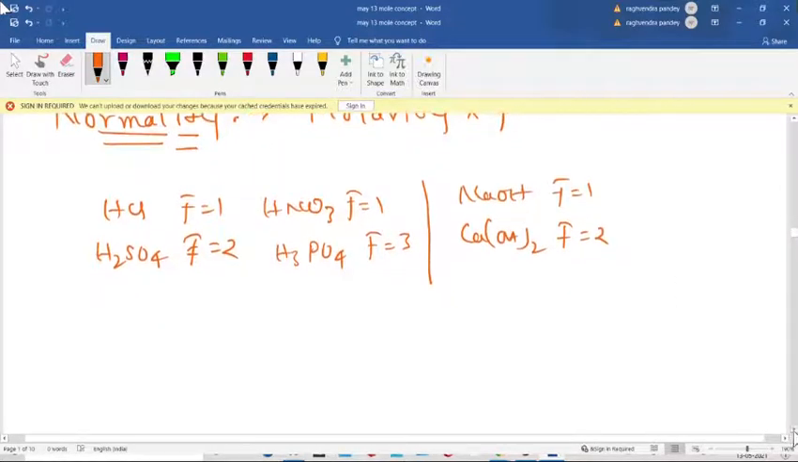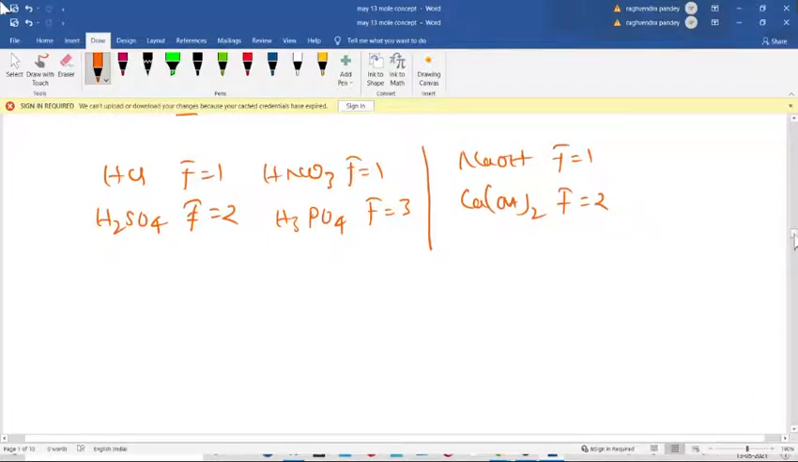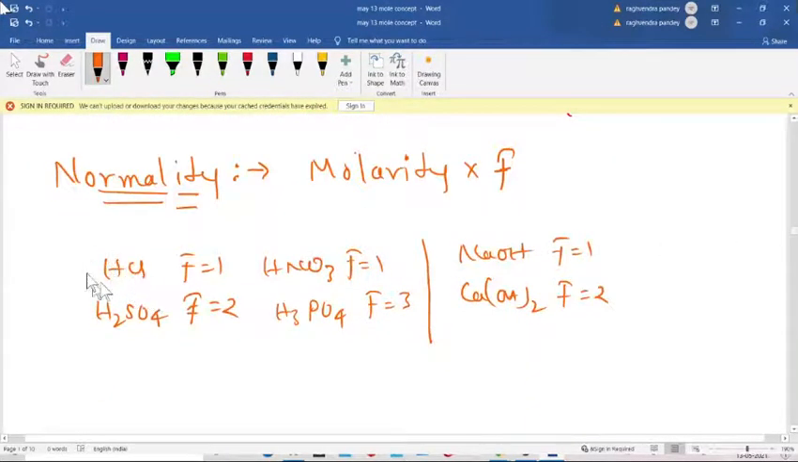Now what is the actual meaning of what we learned previously? HCl donates one. Same thing, nothing new. For NaOH there is one OH ion which is donated, so F is equal to 1. For calcium hydroxide, 2 OH ions are donated, so F is equal to 2. That's the same thing that we did in molarity. We are done with it. What we did in the previous numericals is the same here also.